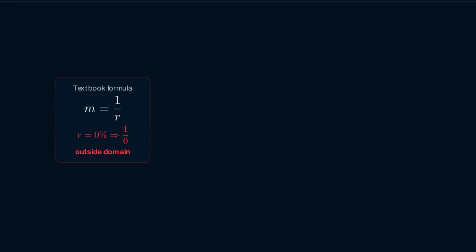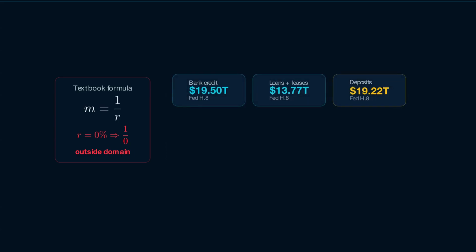The Federal Reserve reduced reserve requirement ratios to 0% effective March 26, 2020. That means the old formula, 1 divided by the reserve ratio, no longer gives a meaningful cap. 1 divided by 0 is not a banking system. It is a sign that the model is being used outside its domain. The actual numbers are finite.